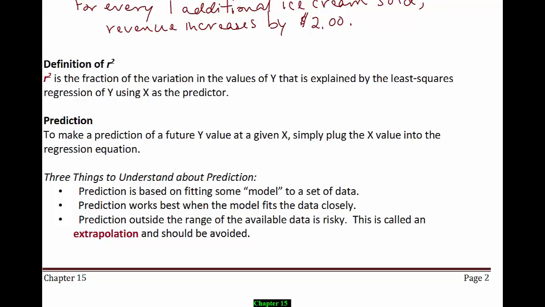Now the goal of regression is to make a prediction. In order to make a prediction of a future y value at a given x, simply plug the x value into the regression equation. Some cautions and things to understand about prediction. Prediction is based on fitting a model to a set of data, so it works best when the model fits the data closely. Prediction outside the range of the available data is risky, and this is called an extrapolation and should be avoided. Now you've learned some basics of regression, and next we should do some examples.